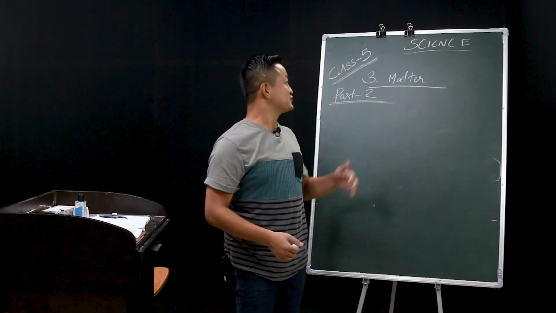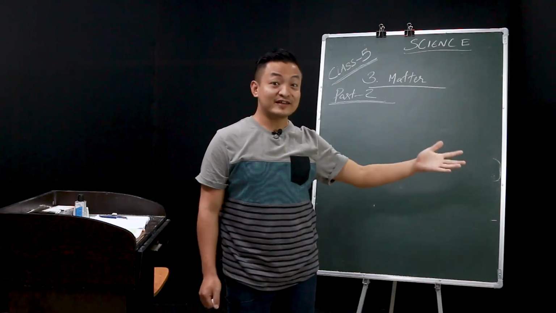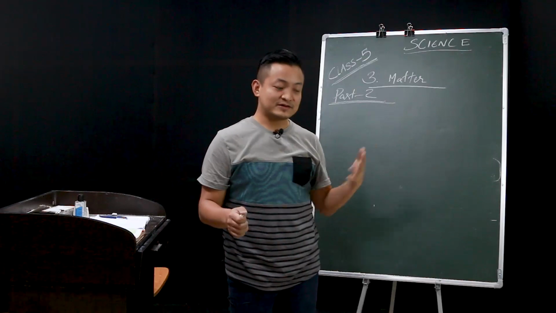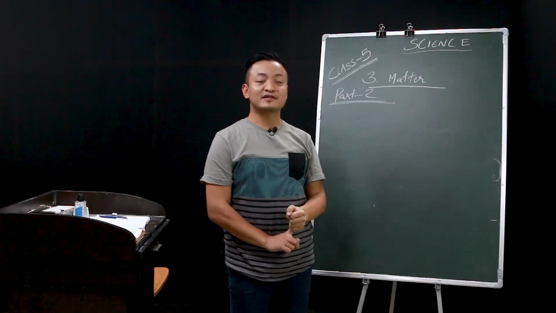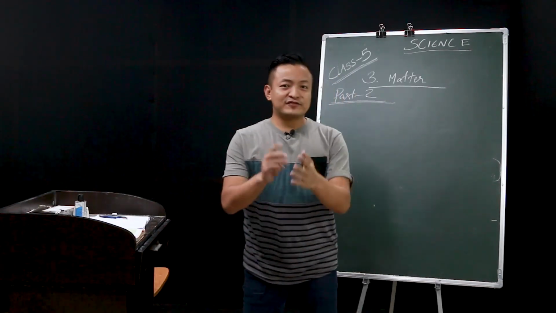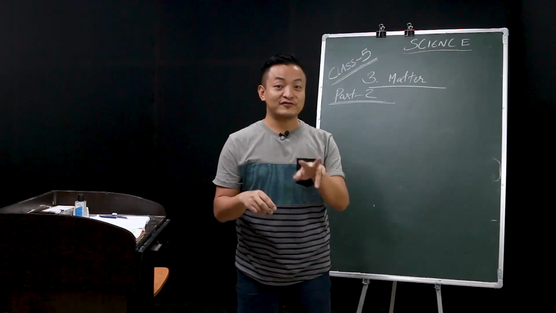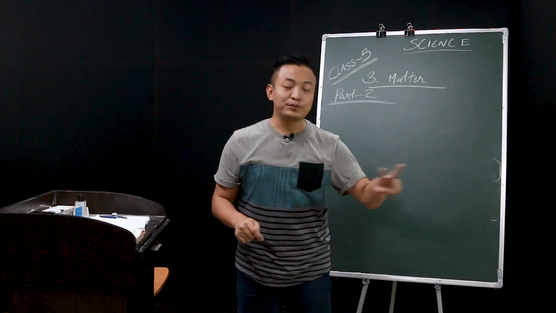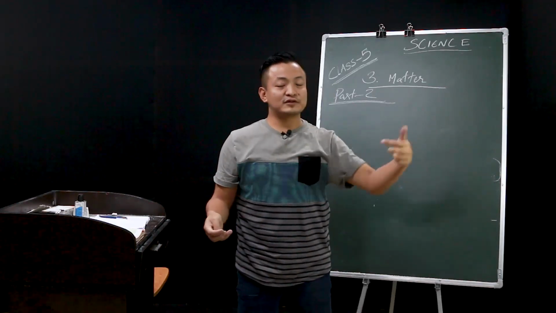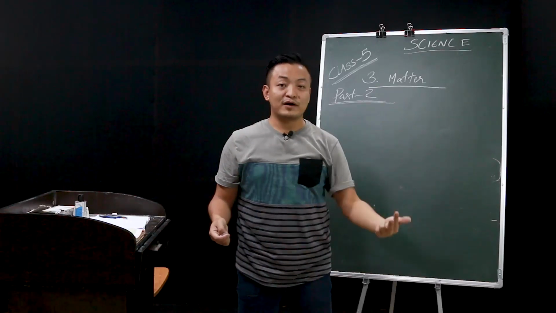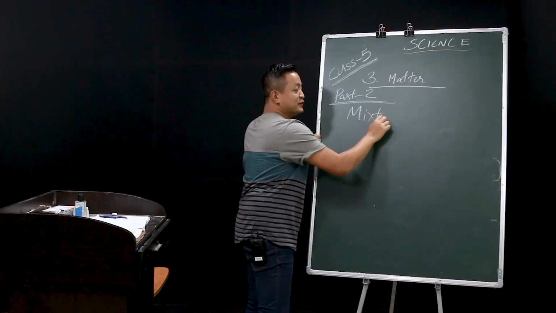Welcome back. We are in the third chapter, that is matter. Everything around us is matter. Anything that has mass and occupies space is matter. Yesterday we studied solid, liquid, gas, and the classification of matter, which was divided into two parts: pure substance and mixture. In pure substances we got elements and compounds. We are done with that, and today we will start with mixtures.